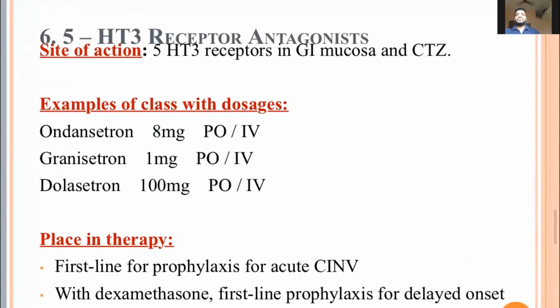And you all know the 5-HT3 receptor antagonist, ondansetron, one of the most commonly used drugs. This 5-HT3 receptor acts in the GI mucosa and CTZ.